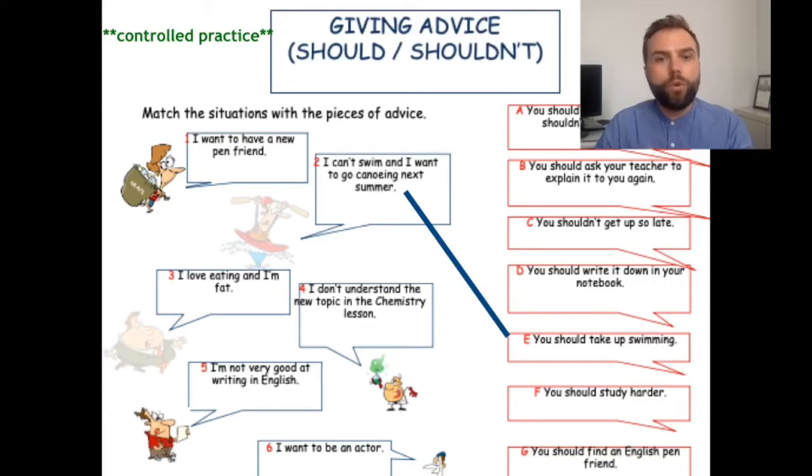Okay, and some more controlled practice here. This is kind of like a matching worksheet with should and shouldn't. What I want you to do is match the situations with the pieces of advice. On the left here you see number 1, 2, 3, 4, 5, 6 and so on. And on the right in the red you see A, B, C, D, E, F, G. On the slide you can just see the top part of the worksheet, and students have to match the problem sentence with the advice sentence.